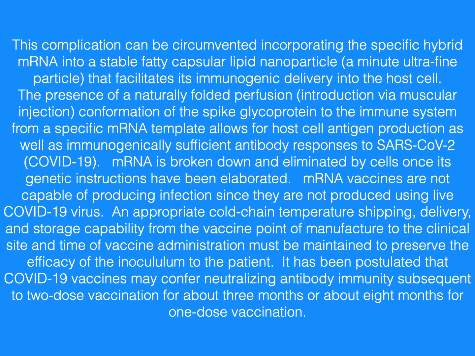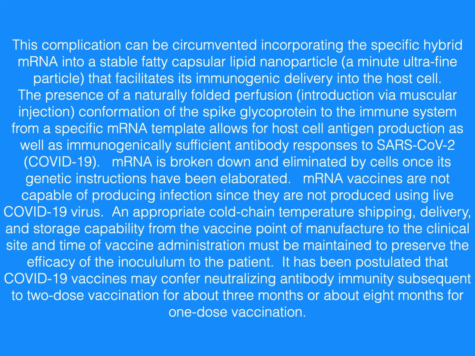The presentation of a naturally folded prefusion conformation of the spike glycoprotein to the immune system from a specific mRNA template allows for host cell antigen production as well as immunogenically sufficient antibody responses to SARS-CoV-2. mRNA is broken down and eliminated by cells once its genetic instructions have been elaborated. mRNA vaccines are not capable of producing infection since they are not produced using live COVID-19 virus.